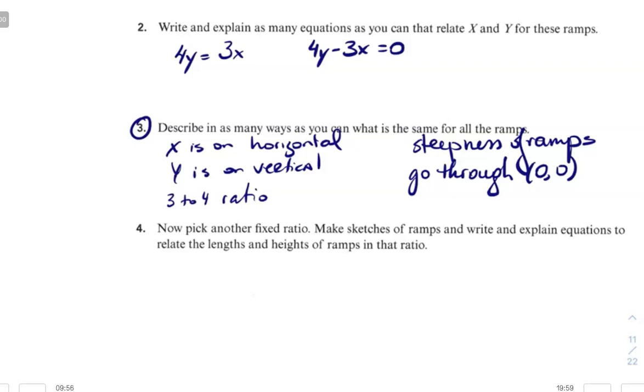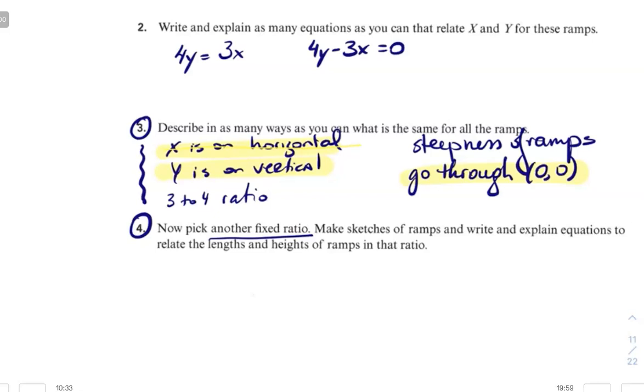So now pick another fixed ratio and make sketches of ramps and write and explain equations to relate the lengths and heights of the ramps in that ratio. And I'm going to leave this up to you to finish. When you do that, you can take a look back at these things that were the same and see which ones stay the same after you've picked another fixed ratio. And I think what you'll notice is going to be very interesting. I think what you'll notice is that x is on the horizontal, y is on the vertical is going to be the same, and they're going to go through 0, 0.